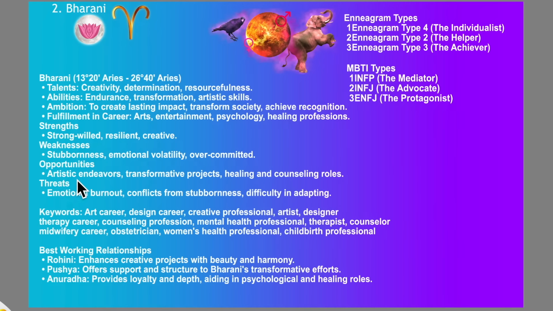Opportunities: artistic endeavors, transformative projects, healing and counseling roles. See, again, you get the transformation of Venus here, and you get healing and counseling with respect to people, or artistic endeavors with respect to Venus. Once we finish these 27 videos, you will not have any doubts about nakshatras, what they bring to the table. It's just that you have to put in respective planets to get respective energies out of it in the nakshatra and in the zodiac sign. So we are still talking about a Martian kind of fire when we are in the sign of Aries. Okay.